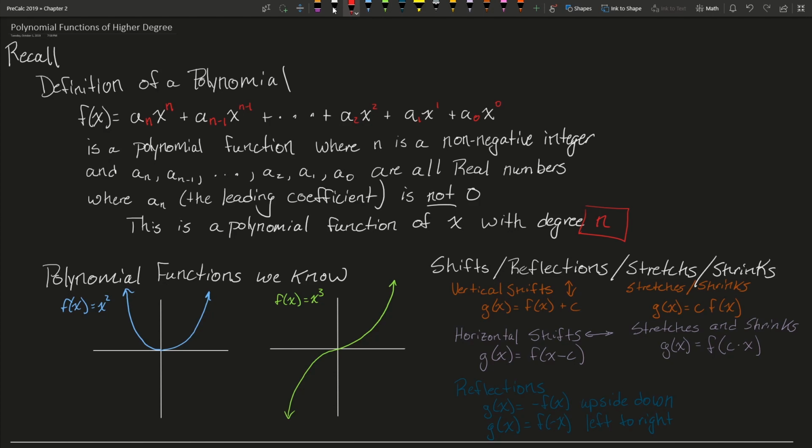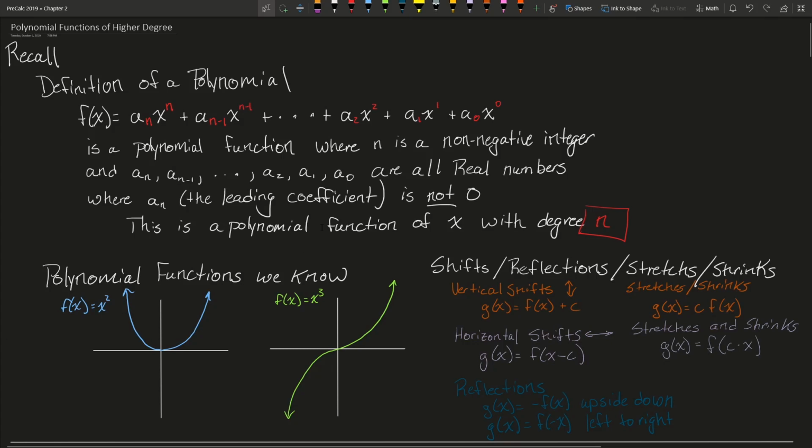The next thing we need to recall are polynomial functions we know. We've gone over two parent functions that are polynomial functions. The first is f(x) = x^2, and the second is f(x) = x^3. We need to know what the general shape of these are and their behavior. We also need to recall shifts, reflections, stretches, and shrinks. Down below is just an abbreviated version of all these rules, and we need to generally know how they work.